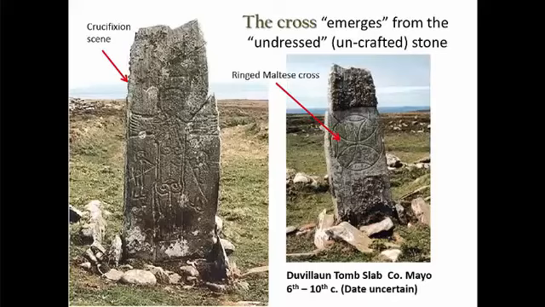Note that it is often very difficult to determine exactly when a stone would have been created. Most often, scholars are able to determine the stone's rough age either through other supporting documentation or the art style in which the images appear on it. Featured here on the left is a crucifixion scene, while on the right you may observe a ringed Maltese cross.